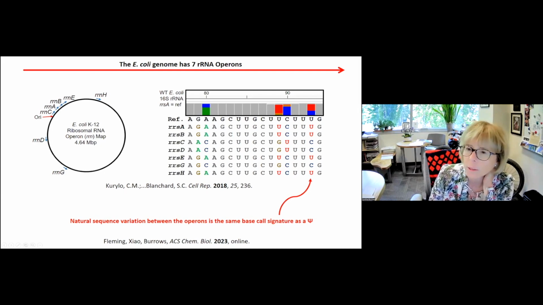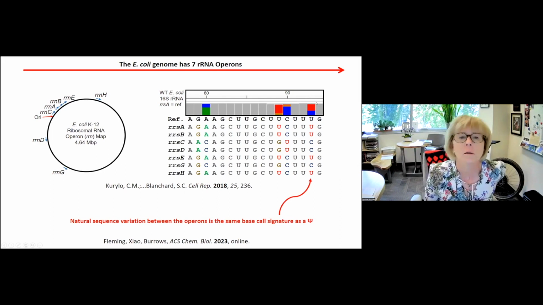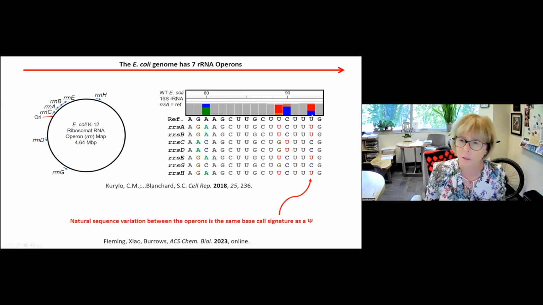I'll just point to one site here on the right, 93 in 16S RNA, and that site is U in some of the operons and C in others. And so if you think about it, if you sequence all of the ribosomal RNA together collectively, that site looks like a good candidate for pseudouridine, but it's not. It's a sequence variation. Those are legitimate C's and U's at the same site.